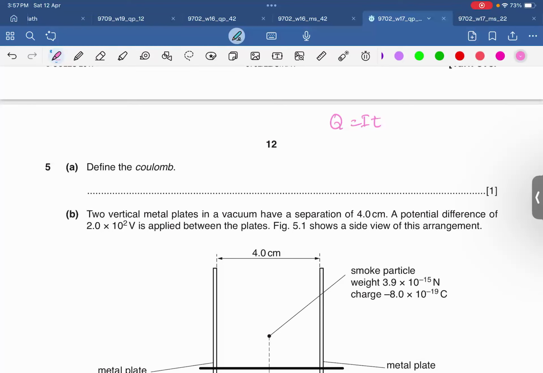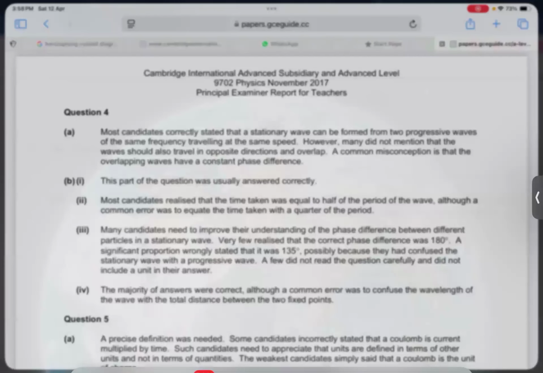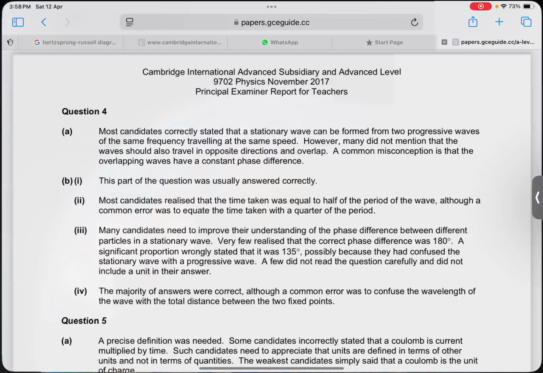Ah, okay, so look, the coulomb is the unit for the quantity charge, okay? So you have to define it in terms of units and not in terms of quantities. So it should be defined as the ampere seconds, okay? You have to be very careful in the definition. And you guys are losing a lot of marks in the definition and in the explanation parts, okay?